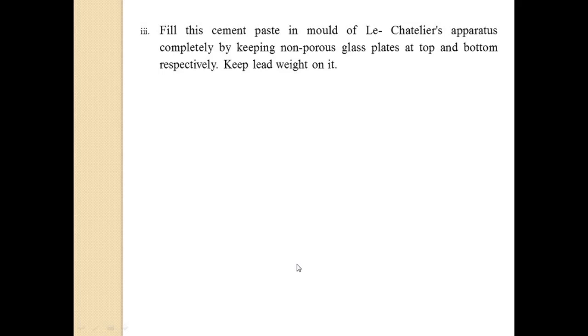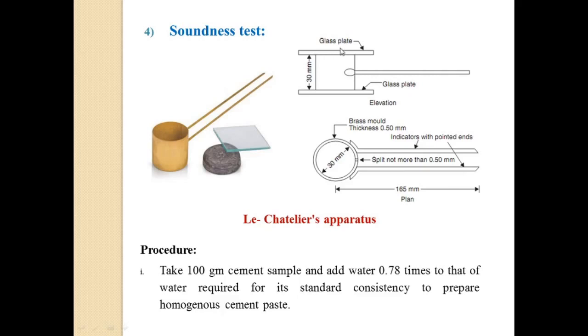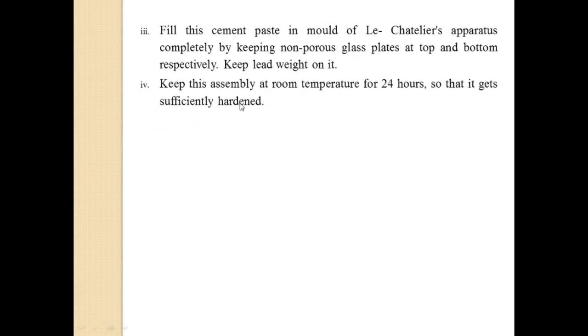After that, fill the cement paste in the mold of the Le-Chatelier apparatus completely, keeping non-porous glass plates at the top and bottom respectively, and keep a lid weight on it. In this figure we can see the glass plates put at the top and bottom of the Le-Chatelier apparatus and the weight put over it. Next, keep this assembly at room temperature for 24 hours so that it gets sufficiently hardened.